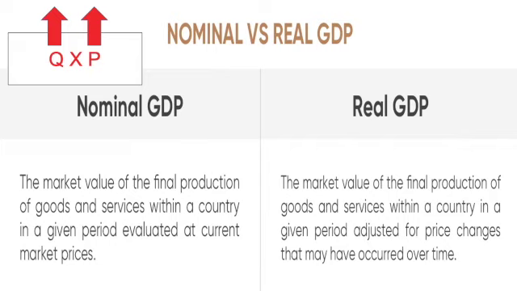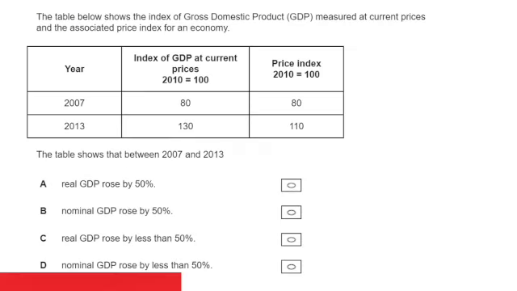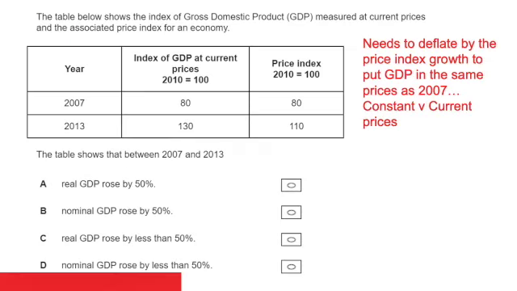Is it the quantity or is it actually the price? And that is where real GDP comes into account. So what we need to do in this question, we need to deflate by the price index growth to put GDP in the same prices as 2007, and that's the challenge. So pretty much what we're looking at is constant versus current prices.